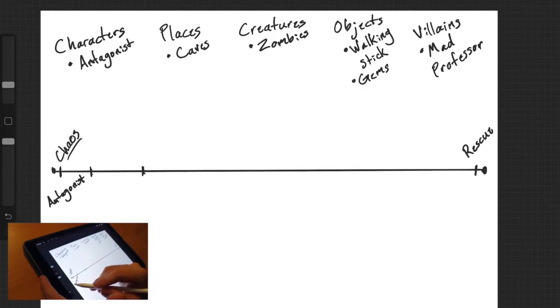So I have the antagonist in the first thing, and it's chaos, and let's say that he's in a city and there's zombies everywhere, so he has to escape.